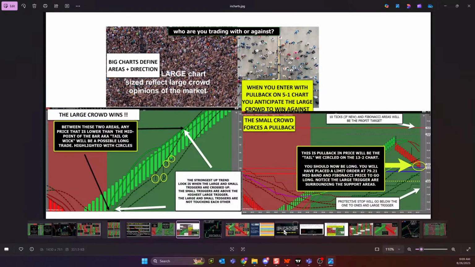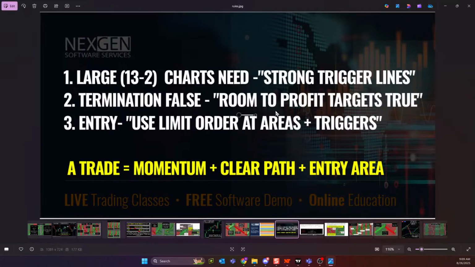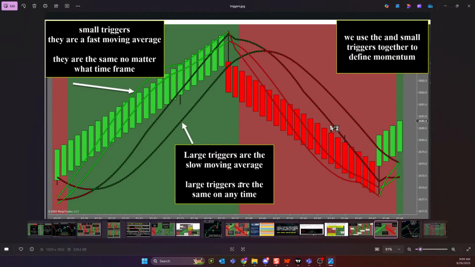So we are going to break down these 3 rules on NinjaTrader, and then we're going to go over to TradingView. We're going to talk about indicators on both real quick, though. Both platforms use trigger lines. There are 2 sets of triggers, guys. There are small triggers and there are large triggers. These are fast triggers. These are slow triggers. You don't have to know anything else about them. Know their names. Small triggers and large triggers.